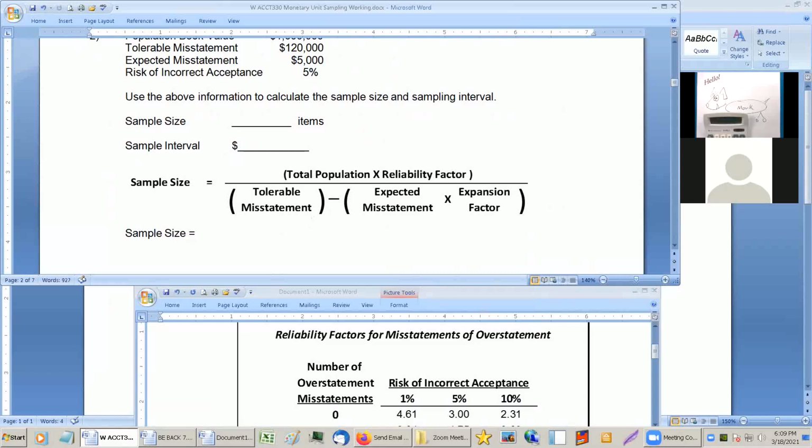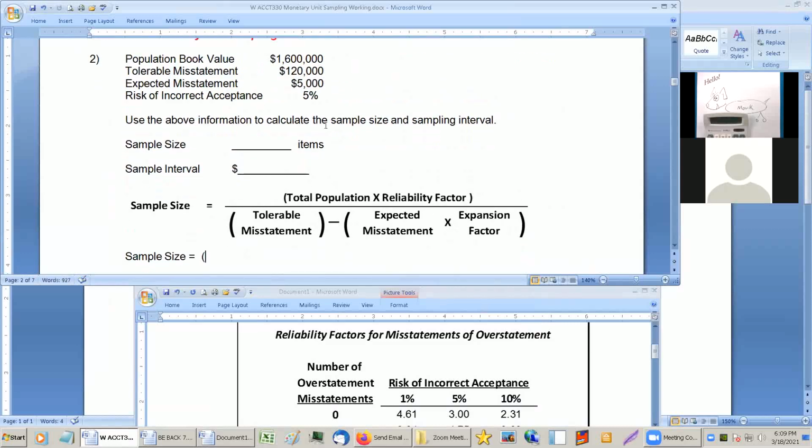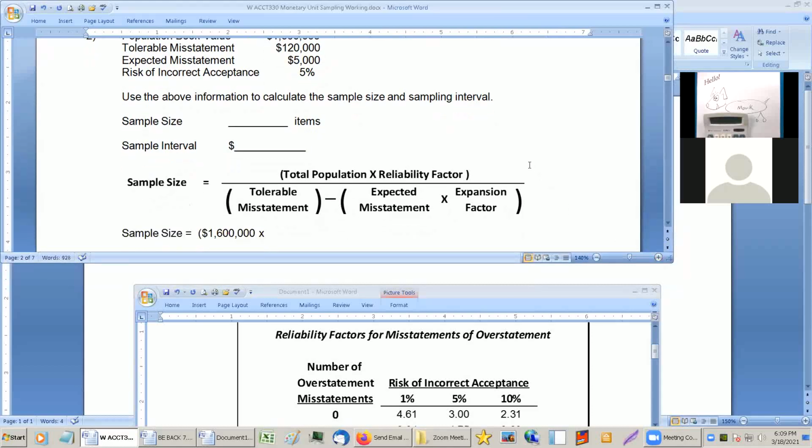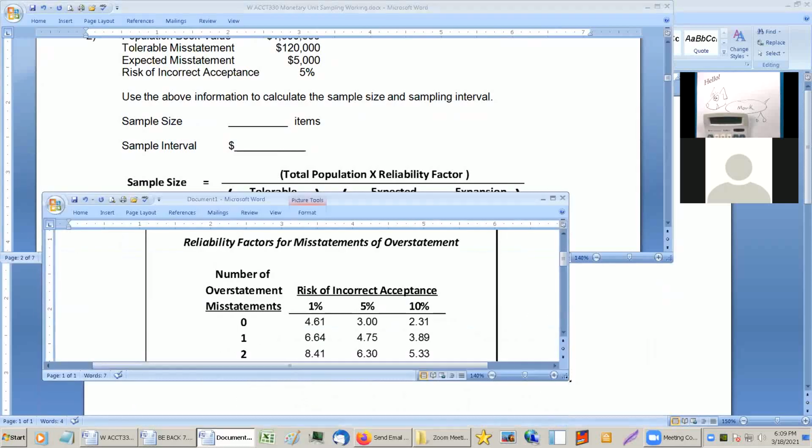Okay, so the first thing we want is the total population. I should say the total book value of the population. This is book value, so the total population book value is 1,600,000. So we're going to take that times the reliability factor. And you say, what's the reliability factor? Fair question. Down here.